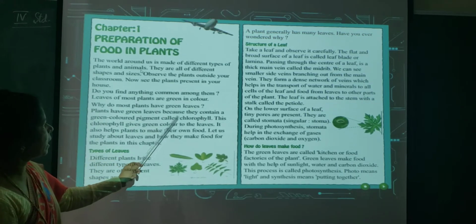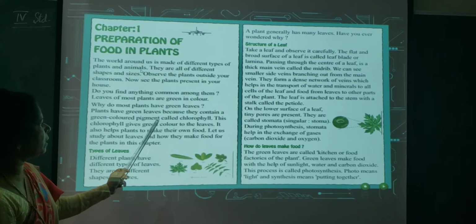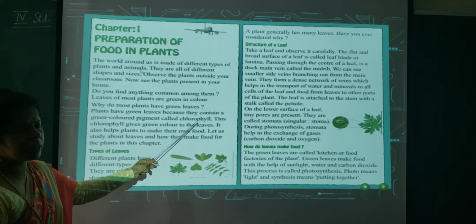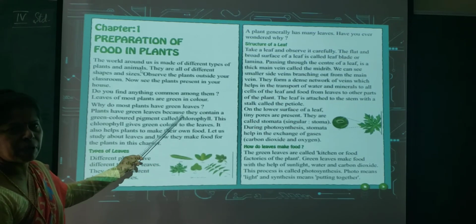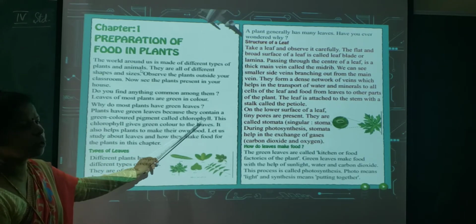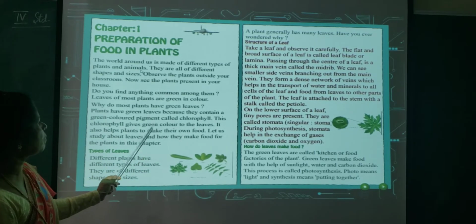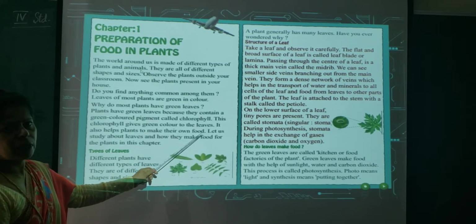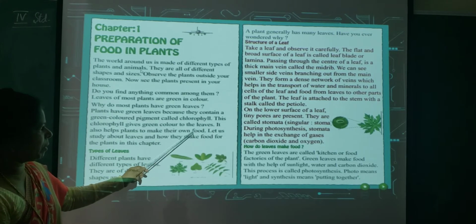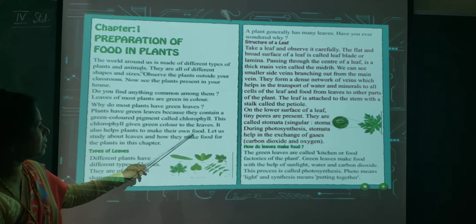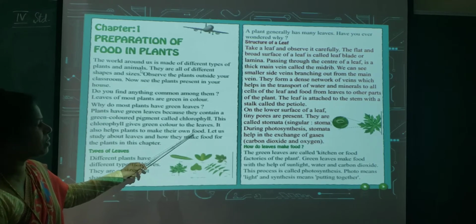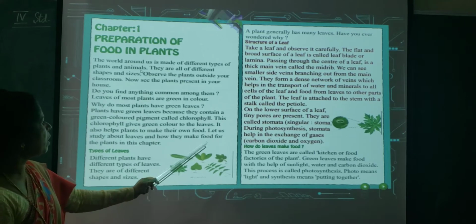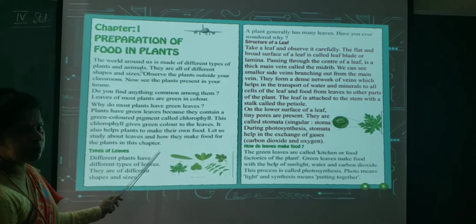Plants have green leaves because they contain a green colored pigment called chlorophyll. So what is present in the leaves? Leaves have a chemical in them, and that chemical is nothing but the green pigment called chlorophyll. This chlorophyll gives green color to the leaves. It also helps plants to make their own food. So especially this chlorophyll, the green color pigment, is very much essential for the plants to prepare their food by a process called photosynthesis. Let us study about leaves and how they make food for the plants in this chapter.